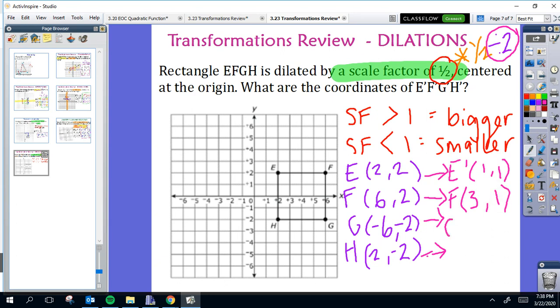For letter G prime, -6 divided by 2 is -3, and -2 divided by 2 is -1. For my final value, H prime, 2 divided by 2 is 1, and -2 divided by 2 is -1. So for your final answer, what are the coordinates after the dilation of 1/2? These are going to be your values in yellow.